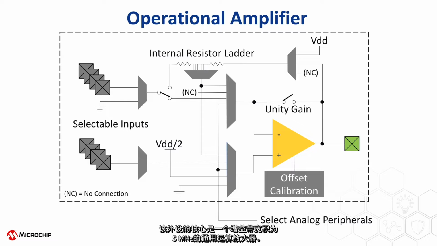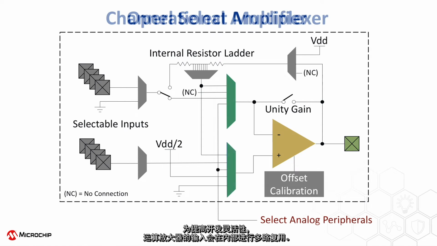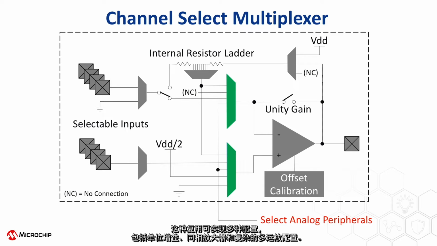At the heart of this peripheral is a general-purpose operational amplifier with a gain bandwidth product of 5 MHz. The high gain bandwidth product available enables designers to use the op-amp module as a programmable gain amplifier while still retaining sufficient bandwidth for most applications. For flexibility in development, the inputs to the operational amplifier are multiplexed internally. This multiplexing allows for a wide array of configurations including unity gain, non-inverting amplifier, and complex multi-op-amp configurations.